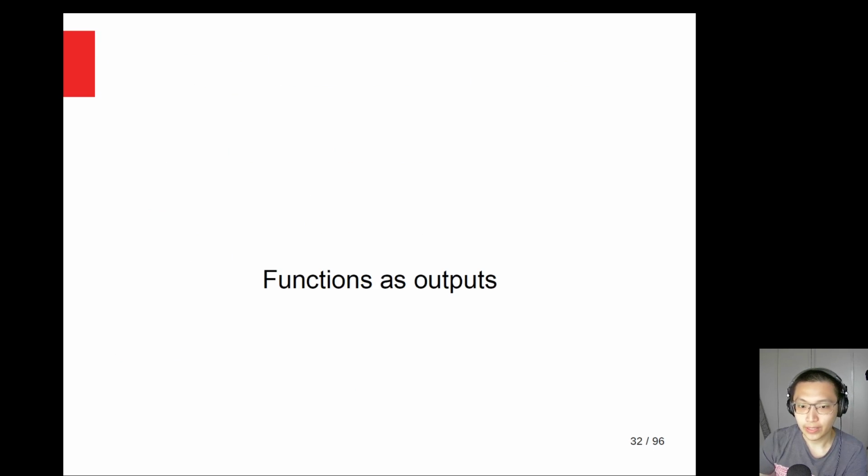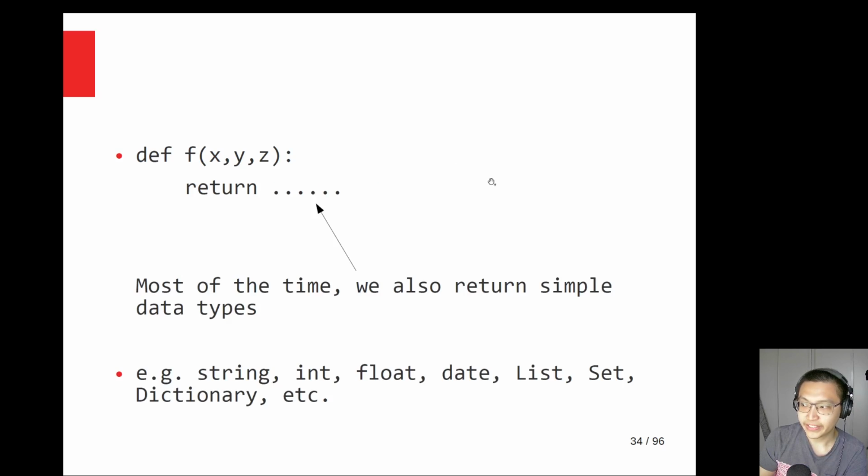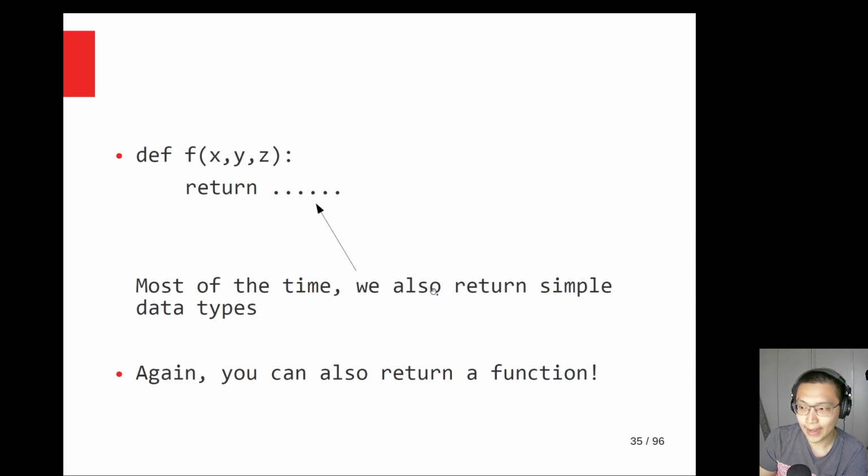Now let's get to the next topic, which is functions as outputs. Let's take a look at this example. Usually, most of the time when we return a result from a function, we return simple data types. For example, string, integer, float, date, list, set, dictionary. Usually we return some of these as an output. But on the other hand, you can return a function as an output to another function.